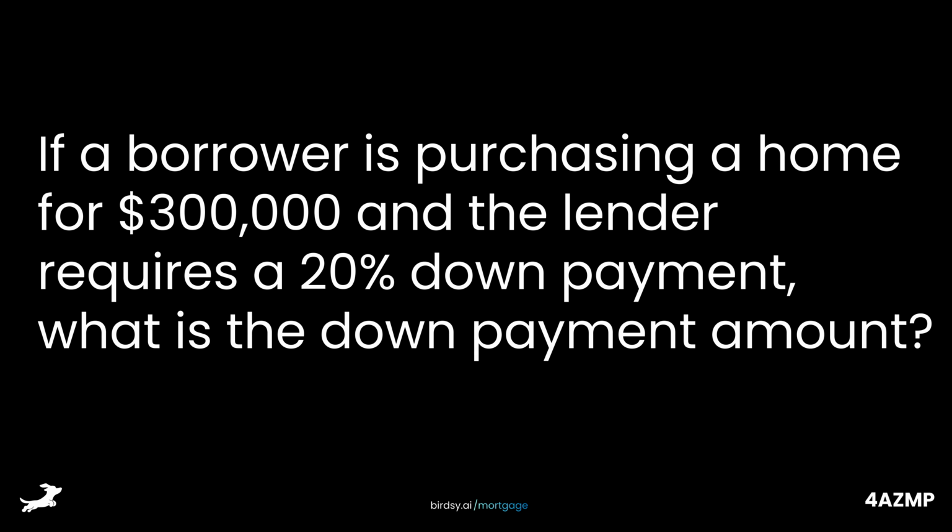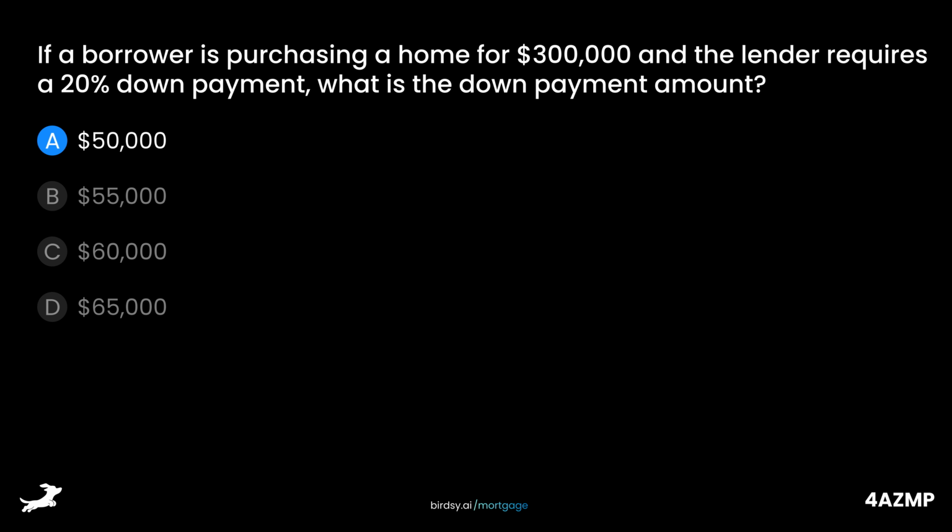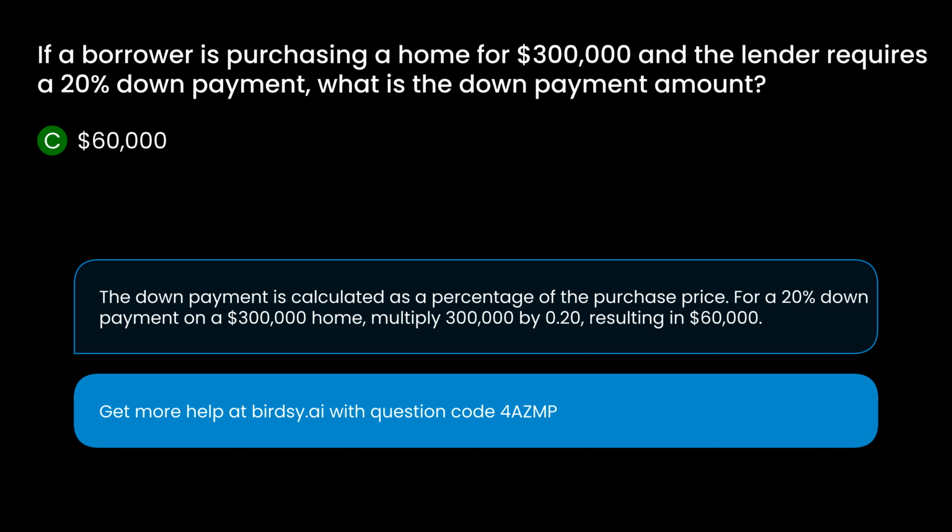If a borrower is purchasing a home for $300,000 and the lender requires a 20% down payment, what is the down payment amount? Is it A, $50,000, B, $55,000, C, $60,000, or D, $65,000? The answer is C, $60,000. The down payment is calculated as a percentage of the purchase price. For a 20% down payment on a $300,000 home, multiply $300,000 by 0.20, resulting in $60,000.